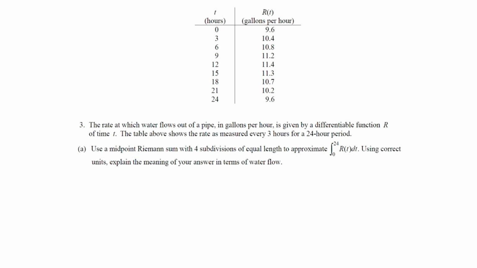All right, this is question number 3 from the 1999 AP Calculus AB exam. This is a rate FRQ, and we're given a chart at which water flows out of a pipe, given in gallons per hour. It's a differentiable function R, and we have the measurements every 3 hours for a 24-hour period. Part A just asks us to use a midpoint Riemann sum with 4 sub-intervals of equal length to approximate the integral from 0 to 24, and then explain the meaning.